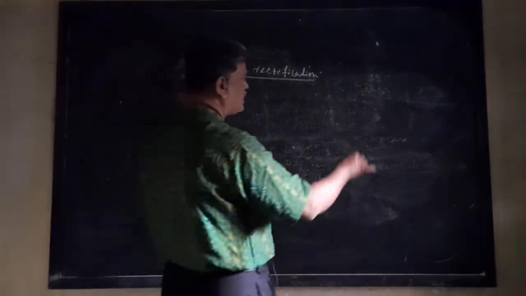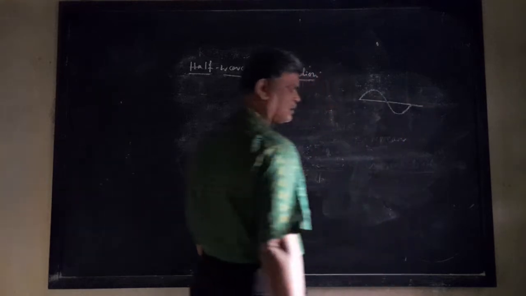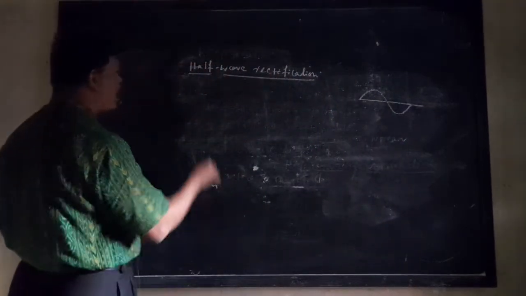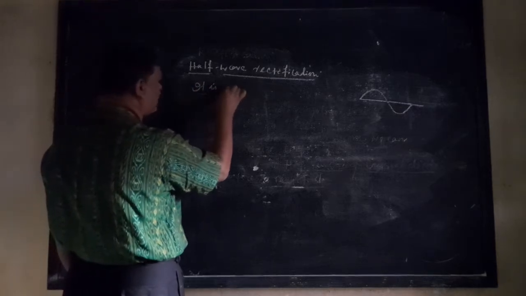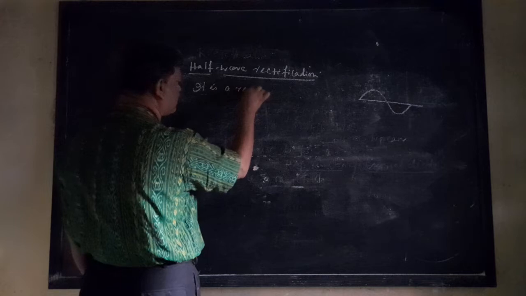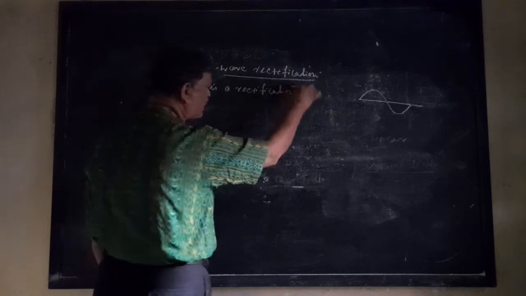Okay, but how many half cycles are in a cycle? This is a cycle, a complete one cycle. It is a half cycle, and it is a half cycle. It is a rectification, meaning conversion of AC to DC.